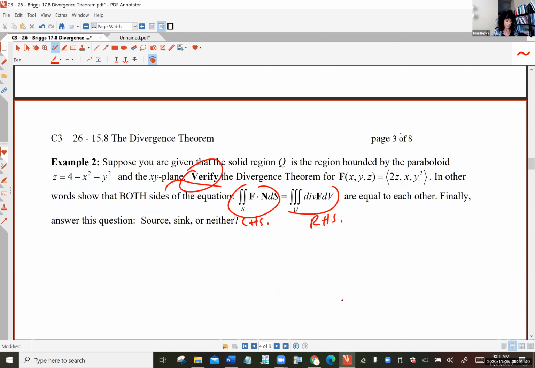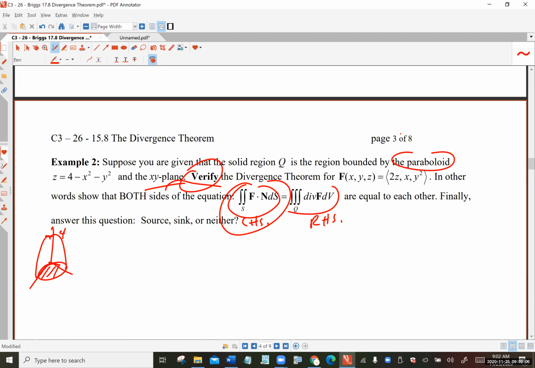Okay, so this is a paraboloid. I'll graph it: 4 minus x squared minus y squared, bounded below by the xy plane. So it's got a flat bottom, and there's our solid. How many surfaces total does this solid have? Because that's going to give us information on doing the left-hand side. How many of those flux integrals do we need to do?